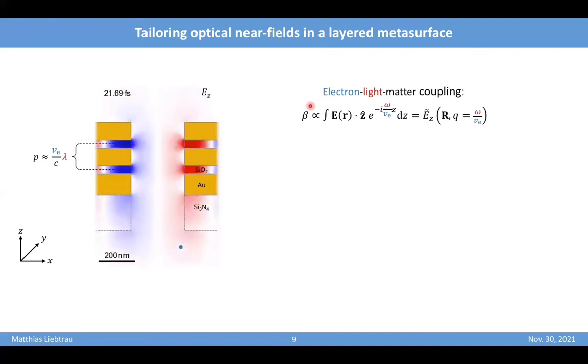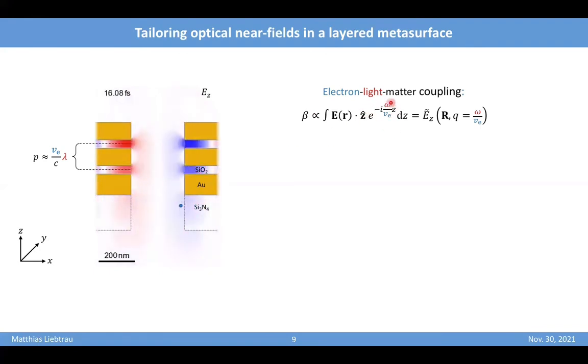Over here, we have our electron-light-matter coupling, beta. This is a parameter that determines this energy modulation I've shown you on the previous slide. And you see, okay, it depends on our electric near field distribution along the direction of the electron trajectory, in this case, the z direction. So this is the near field component which exerts a force on the electron.